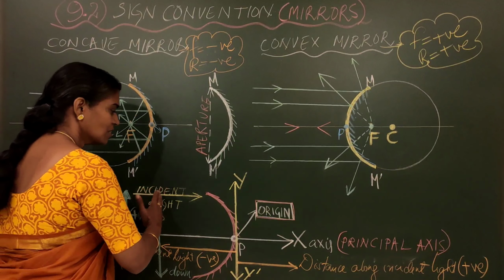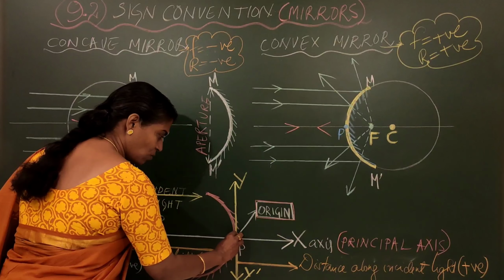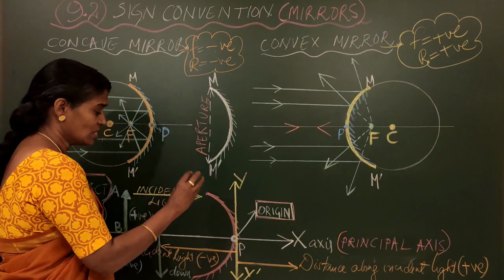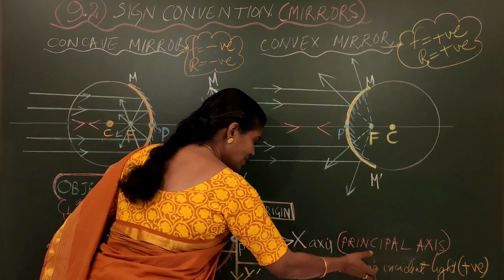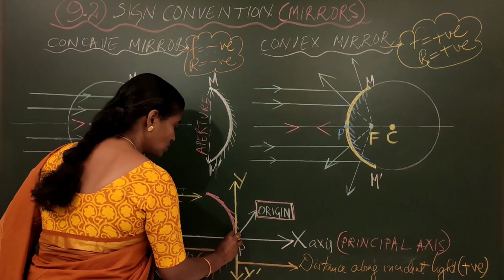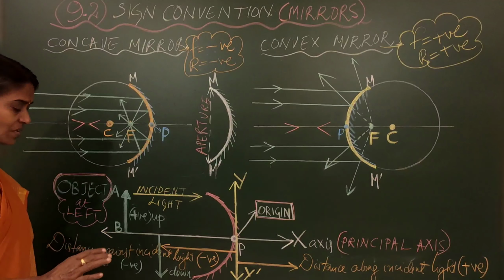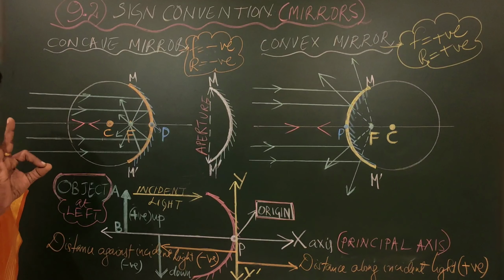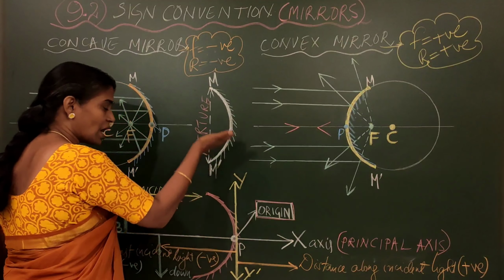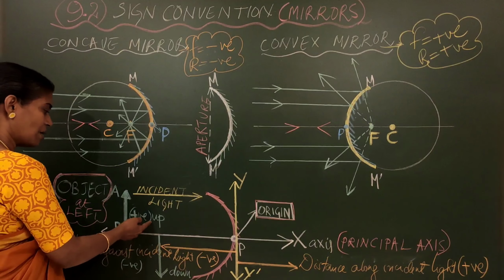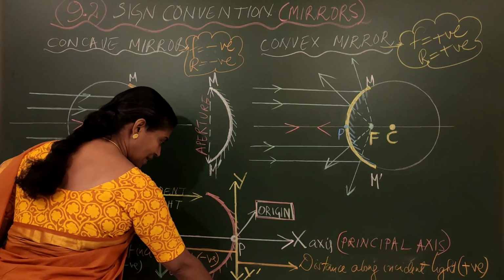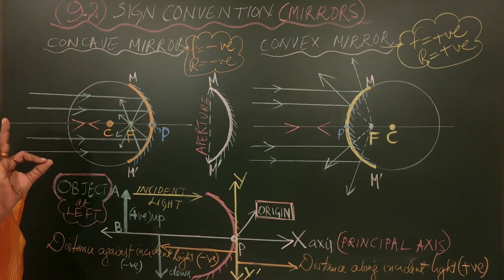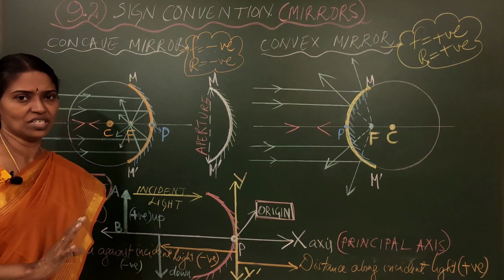So from left to right, all the measured distances have to be from the pole, or the origin. From the origin, as you go to the right, it is positive. As you go to the left, it is negative. So distance against the incident light is taken as negative. Third rule, from the origin towards up is positive, and towards down is negative. So these are the three things to bear in mind when you come to sign convention.